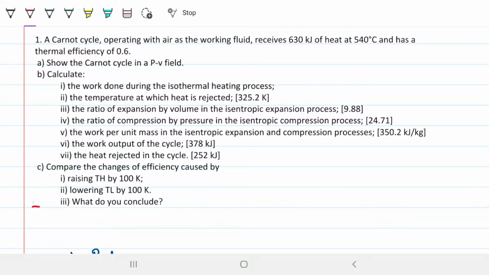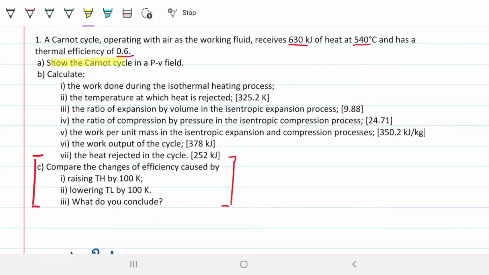So this is a very long question. I'm actually going to separate this into another video, so I'm going to do this in a second part, so that this is not too long. But know that pretty much what we need to do is solve this cycle for every single thing, right? Every single part of the cycle, only knowing these 3 bits of information here: the thermal efficiency, how much heat is being received, and what the upper reservoir is.